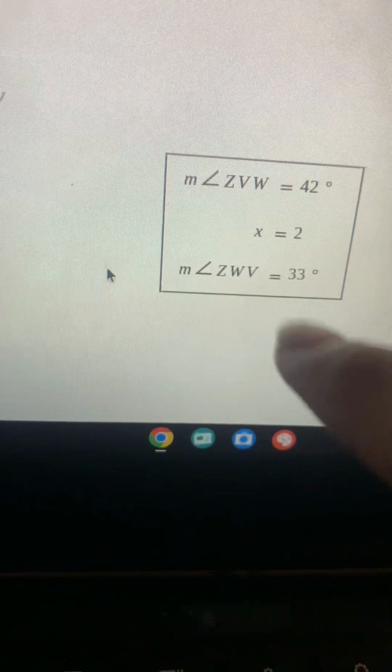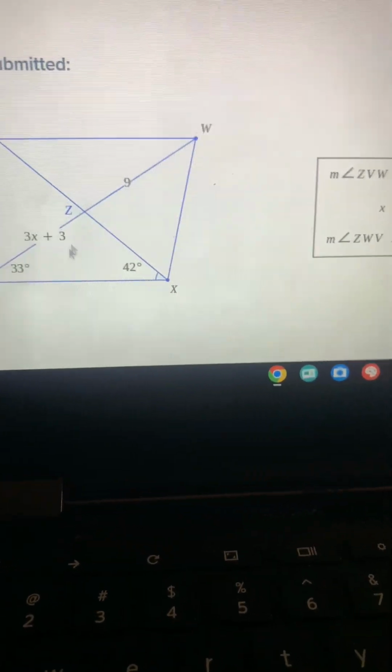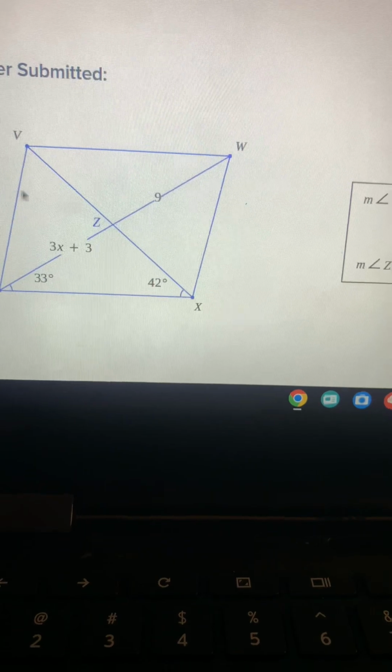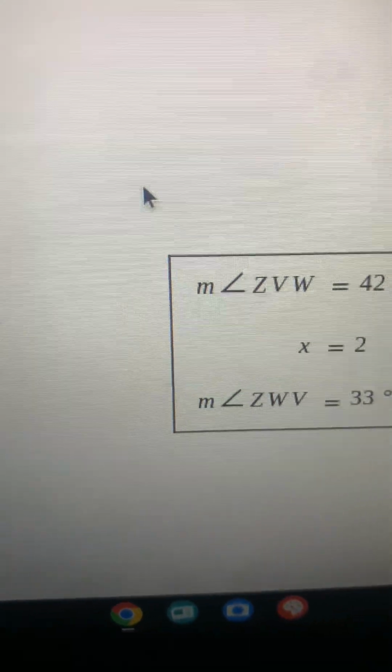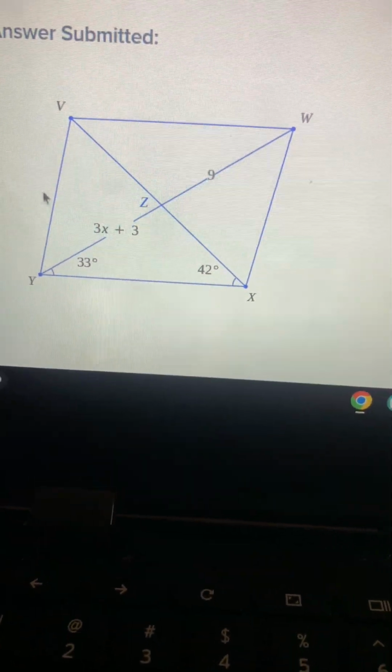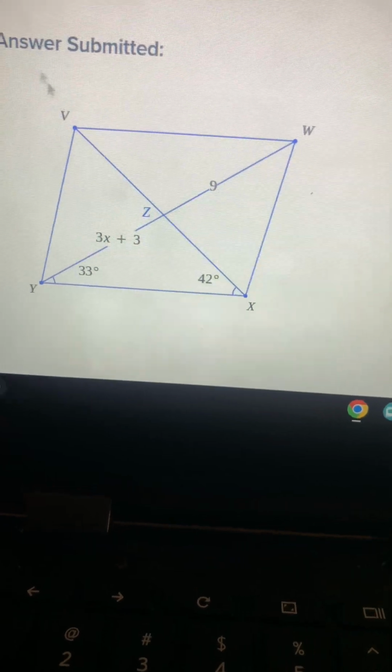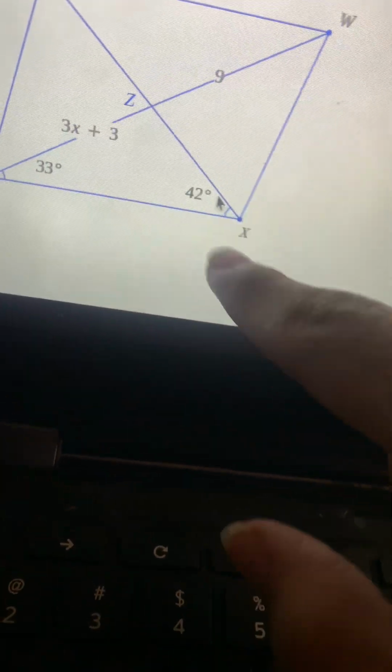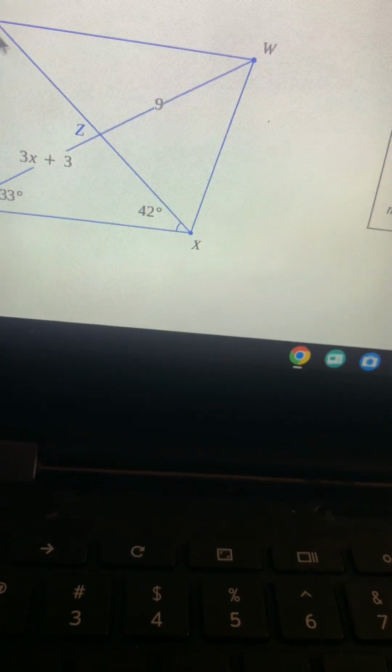So CVW, it's talking about this one and this one. The second letter in the equation, the letter right here, is going to be the one you got to find. So CV, we got to find it. And what's across from V is x. And x right here has a 42. So across from it is going to be 42. So the answer is 42.